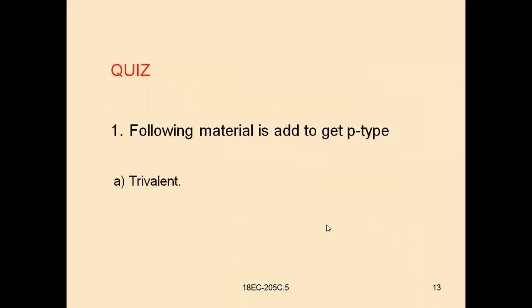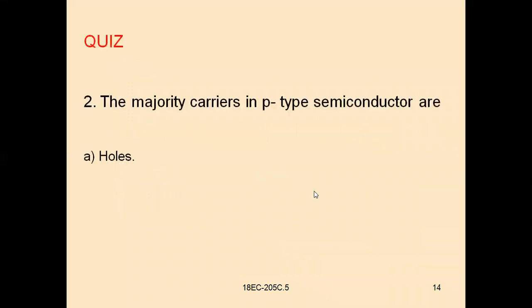We have discussed the differences. Okay. So let us observe the quiz. The following material which is added to get p-type is trivalent. What material is added to get the p-type? Trivalent. Now, the majority charge carriers in p-type semiconductor are holes. Holes.